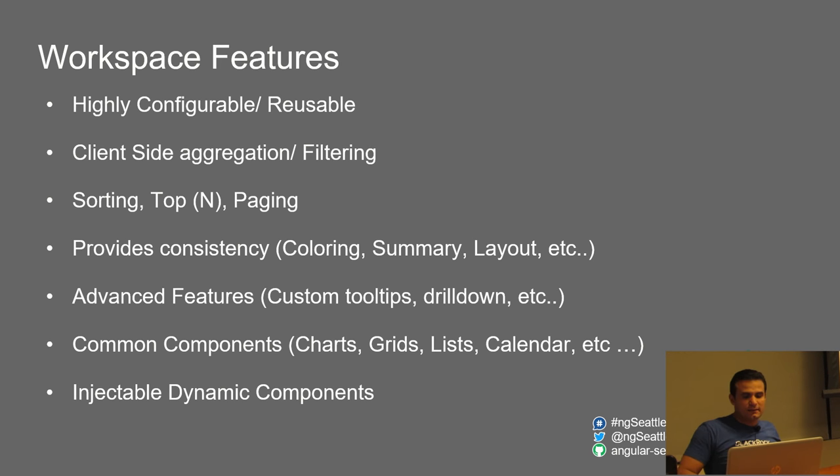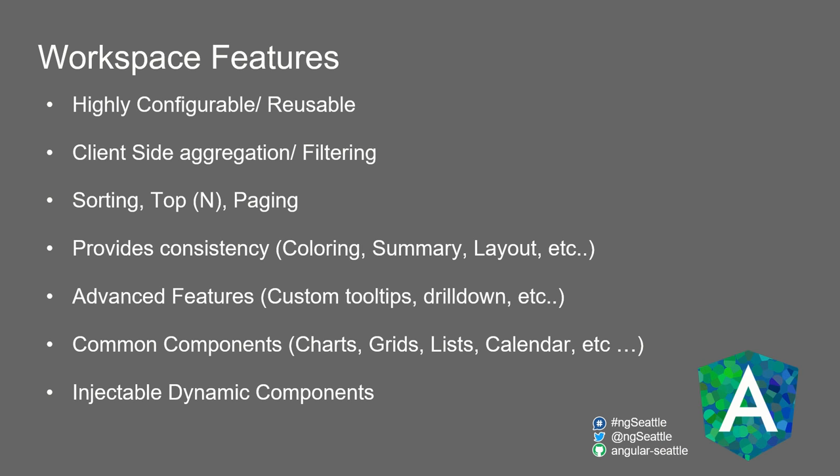We have client-side aggregation, sorting, top-N or paging, and consistency for coloring, so you can define coloring schemes for all these different widgets through your configuration. Summary and layout: I probably did not point out that the header has a summary of how many records we have, what's filtered out, and what's not filtered out. Advanced features like custom tooltips and drilling down. Common components: we provide charts, grids, lists, and calendars.